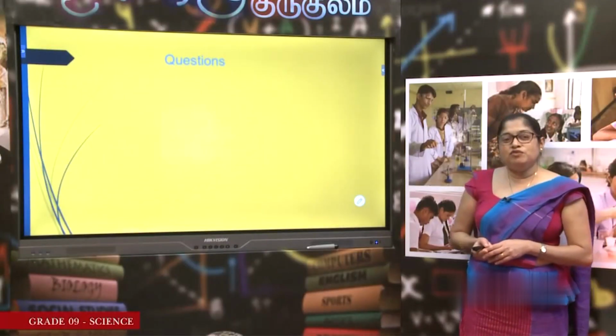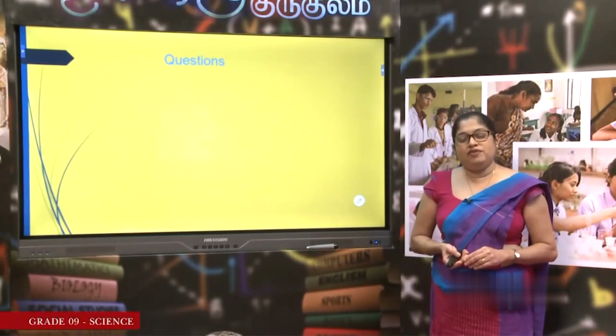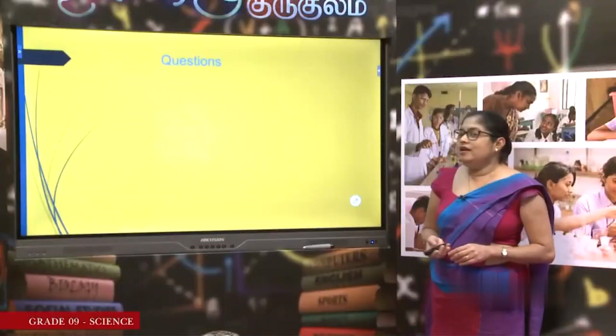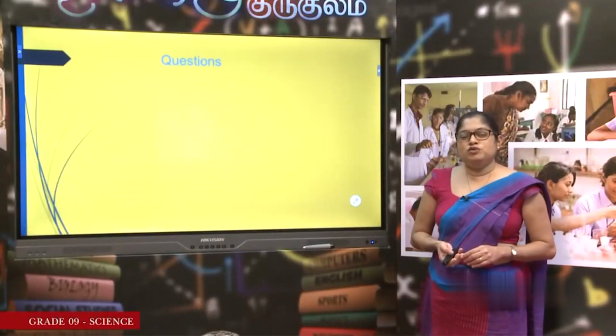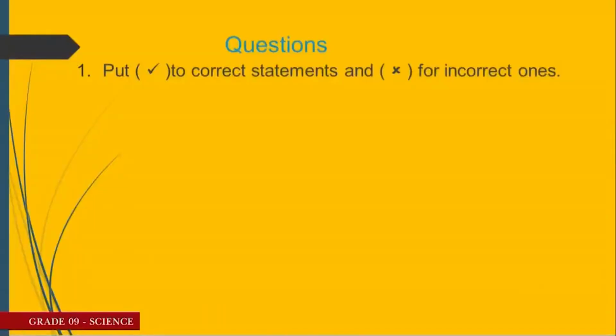So, with that we finish the reflection of light and reflection of sound. So, I hope you all understood the lesson. Let us do some questions to revise the lesson we have done today. Question number 1. You have to put tick to correct statements and cross for the incorrect ones.